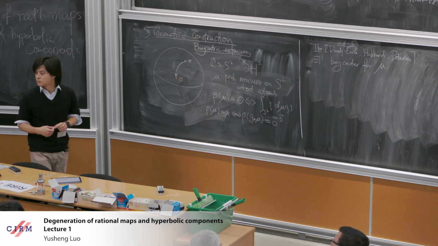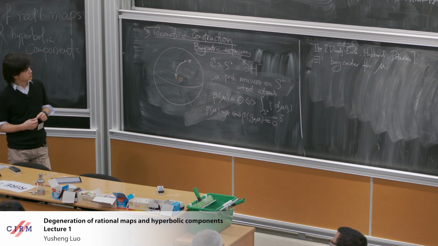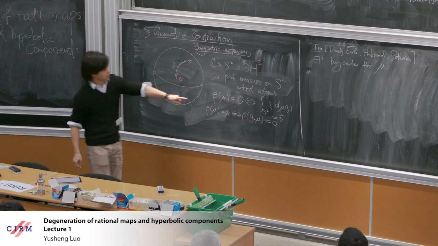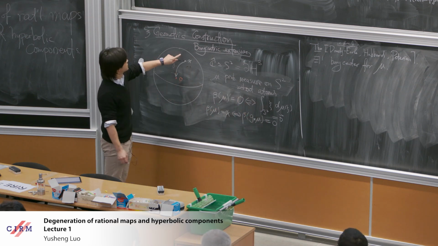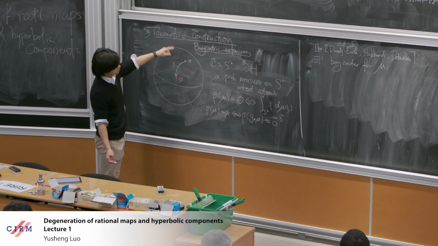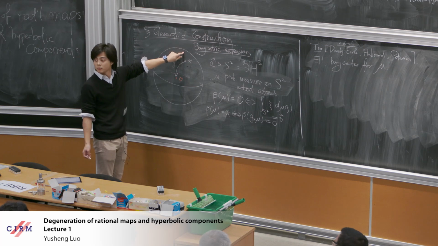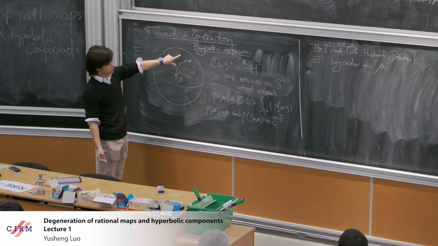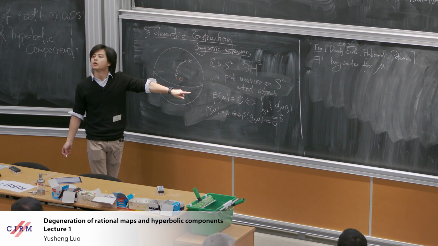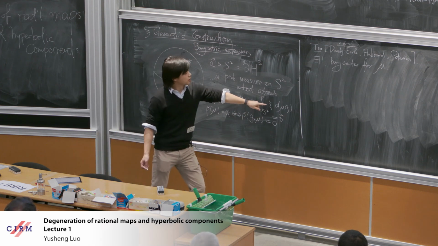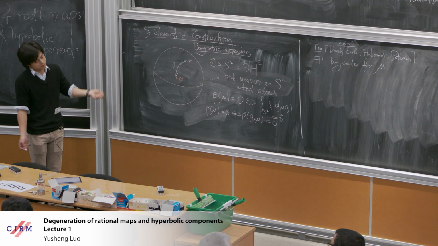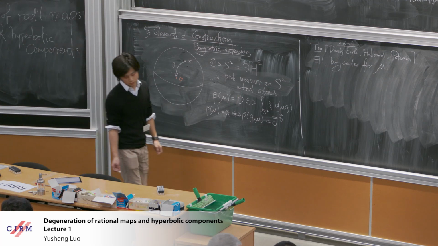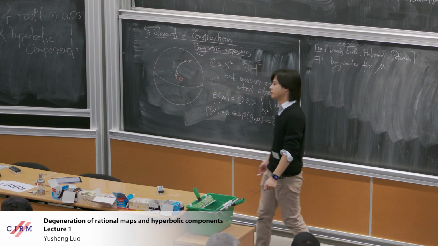Wait, what was the integral? What are we integrating? This one? So this is a point in S2, which you embed in R3. So this is a vector, and we're integrating this vector over this measure. Right? So this is basically an integral in R3.